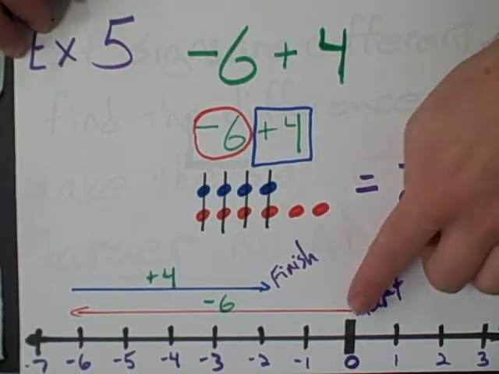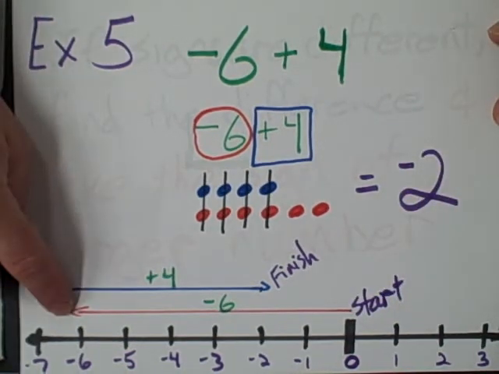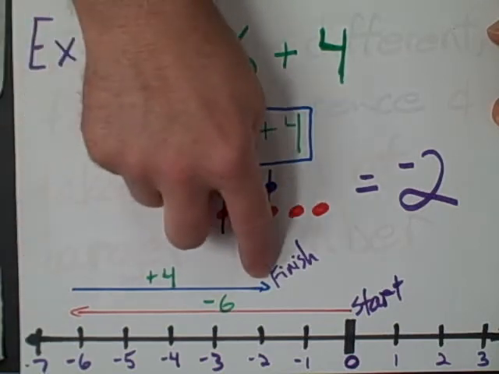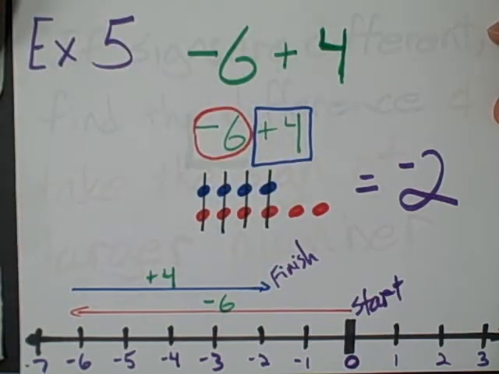On the number line, again, we start at 0. We go to the left, negative 6. We go to the right, 4, and we finish at negative 2.